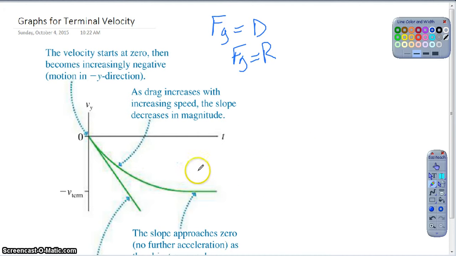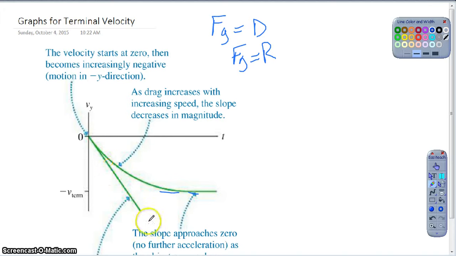What I do want you to be comfortable with graphically is what this looks like in real life situations. My velocity decreases, it decreases, it decreases, it becomes more negative is what I mean by that, right? But if I look at the slope, it's leveling out, because the slope represents, again, the acceleration. So the slope of this line is approaching 0, because as I get closer and closer to the terminal velocity, the acceleration would be closer and closer to 0.